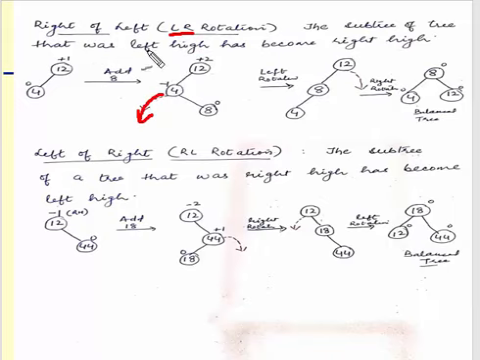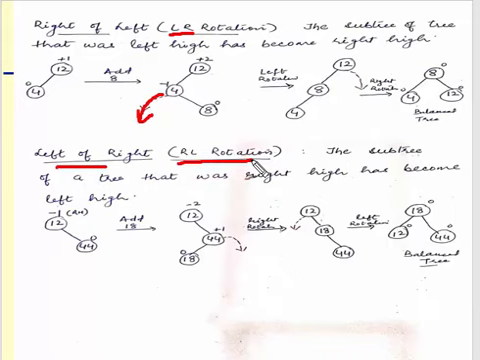A tree that was previously left high, after adding a node, the subtree of that has become right high. Left, right. This was your left high, this has become right high. So for rotation also you need to remember this. LR means first left and then right. Now this is just opposite of that. This was right of left, this is left of right. Just remember this RL rotation.